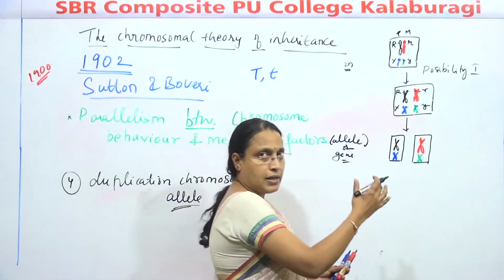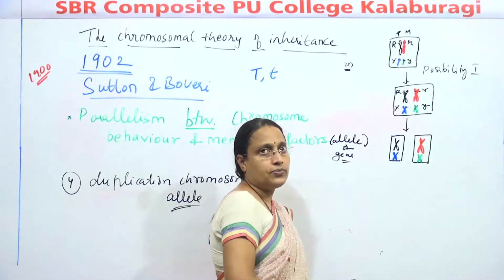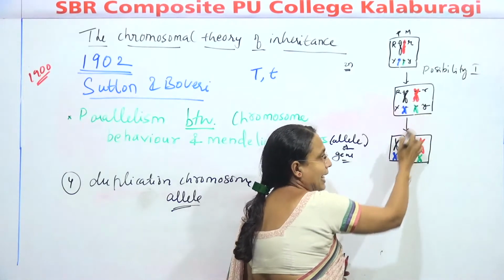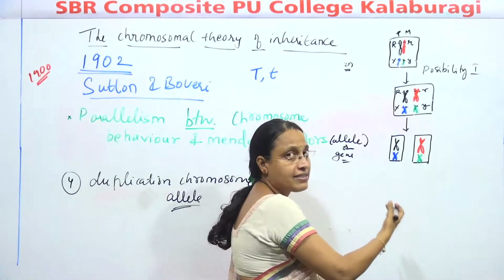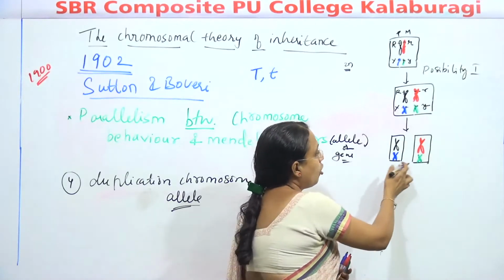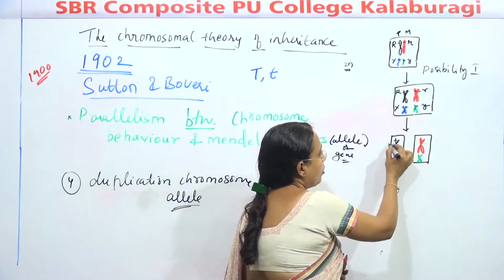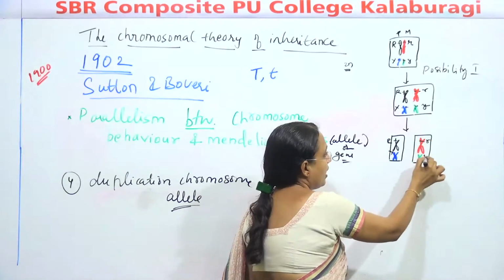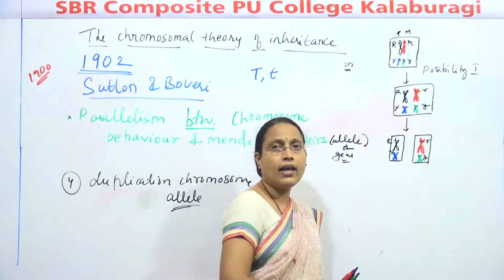Now, anaphase 1 has completed, segregation has occurred. That means the homologous chromosomes have got separated. The separation itself is called segregation. Now, two daughter cells have been formed. And what are the alleles here? R, small r, capital Y, and small y.